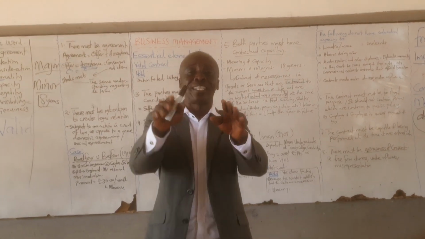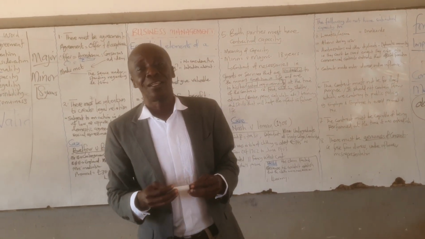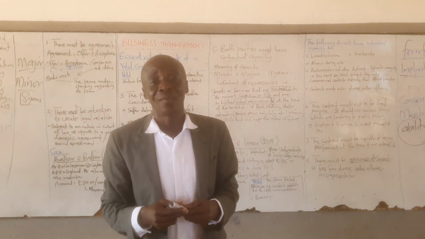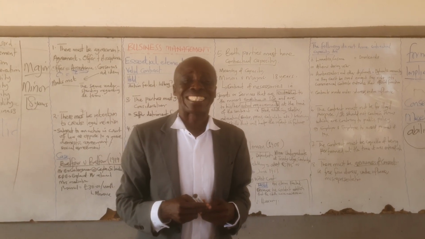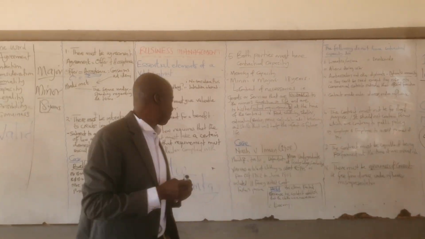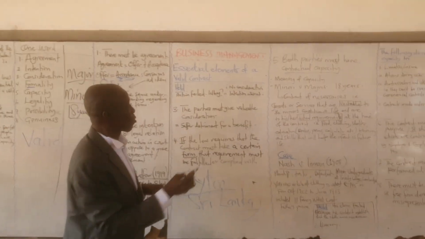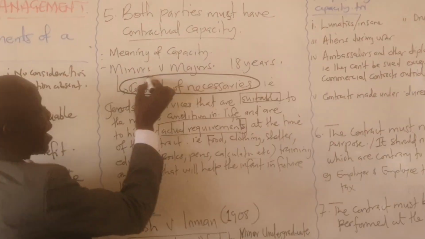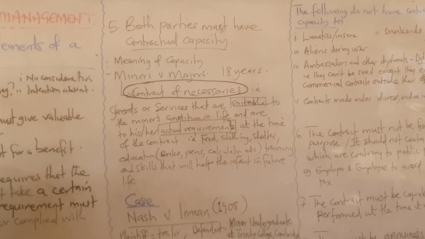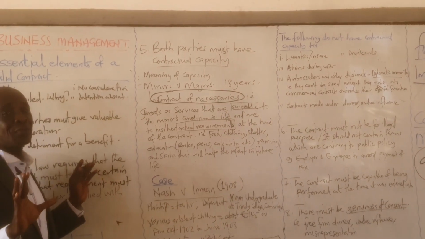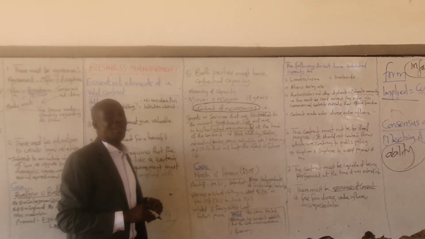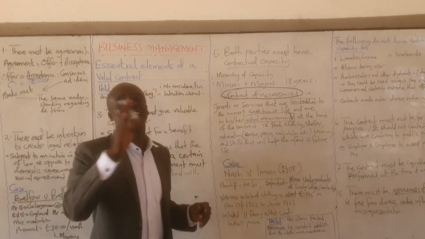So what are the contracts they can enter into? The type of contract they can enter into are called contracts of necessaries. Contracts of necessaries. Now, when you say contracts of necessaries, what are they?